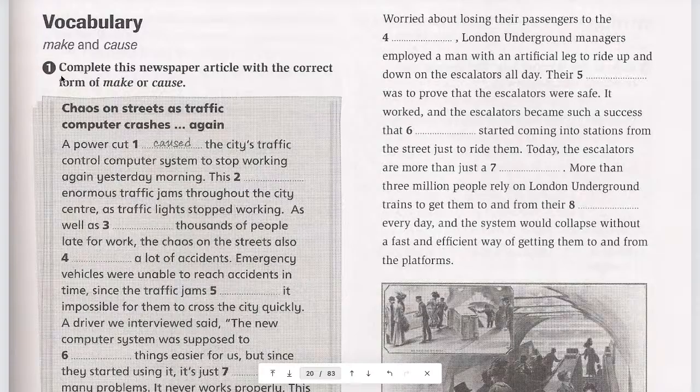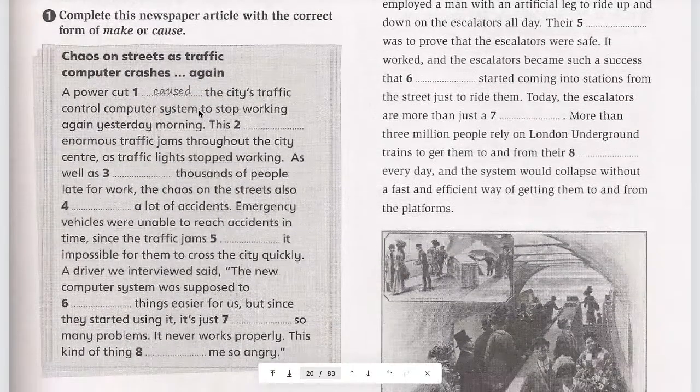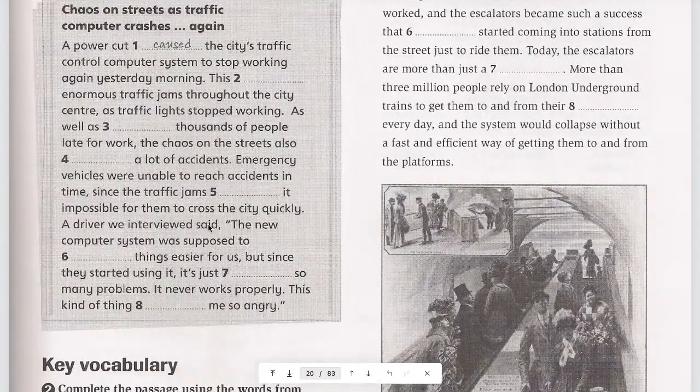Vocabulary making course number 1, exercise 1. Complete this newspaper article with the correct form of make or course. So remember, you don't just fill in make or course. You have to think about the tenses, and then you have to use the right tense for each one of them. Okay. Listen and look. There is one example.